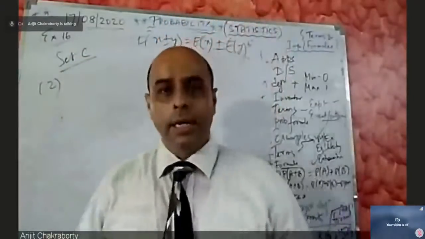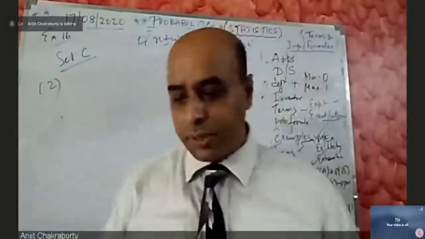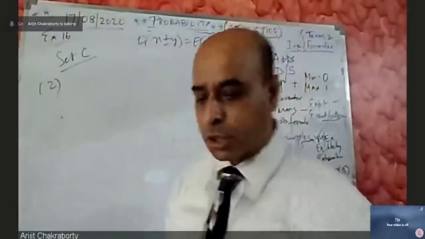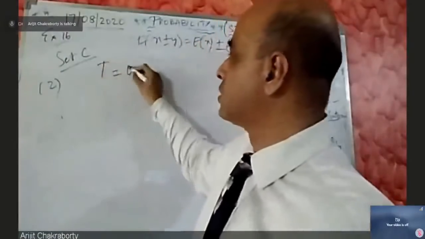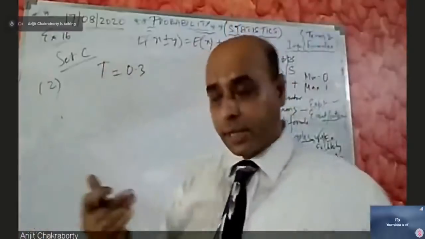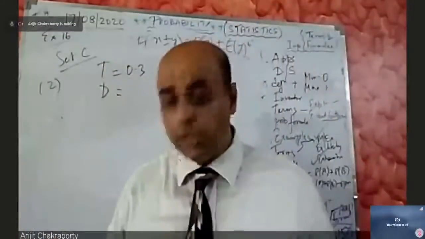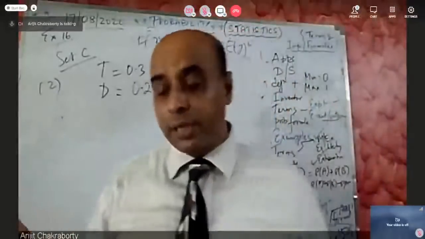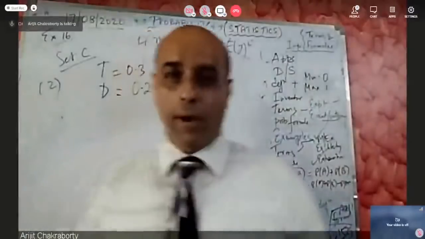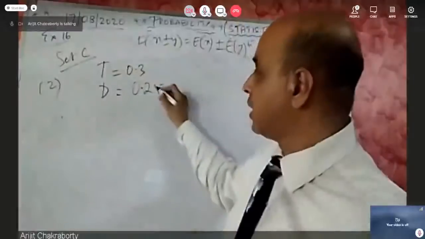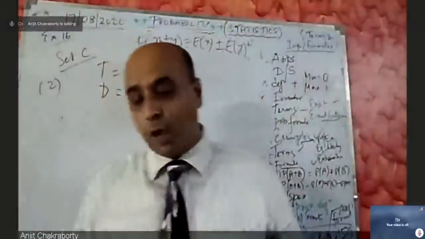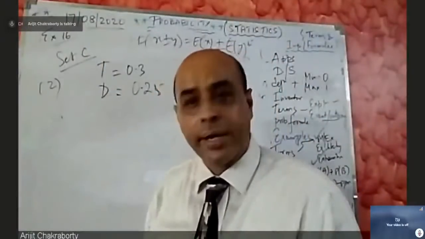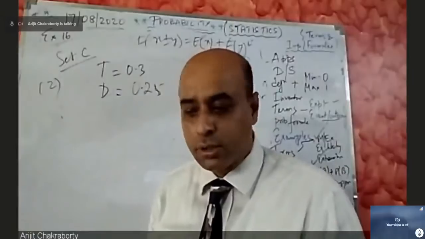Okay, this is a question. Tom speaks the truth in 30% of the cases. So for Tom, it is 0.3. Dick speaks truth in 25% cases, 0.25. What is the probability that they will contradict each other? What a lovely question. Thanks once again to Board of Studies. That's why I picked this question specifically. Tom's probability of speaking the truth is 0.3 and Dick's probability of speaking the truth is 0.25.